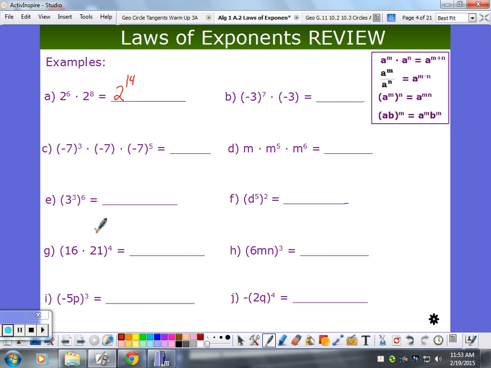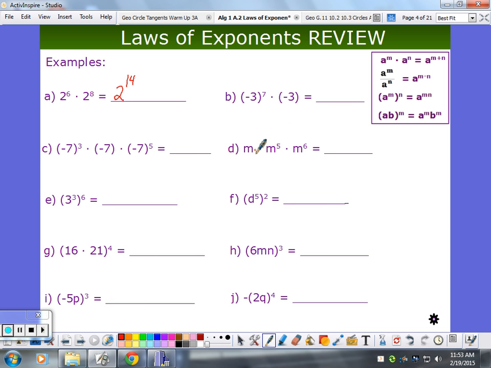Now, what if you can't remember the rule? What are we doing here? This is a multiply, right? These are factors: 6 factors of 2 times 8 factors of 2. How many factors of 2 altogether? You can almost picture counting them. There's going to be 14 of them, because there's 6 of them here and 8 of them here. Altogether, there's 14.